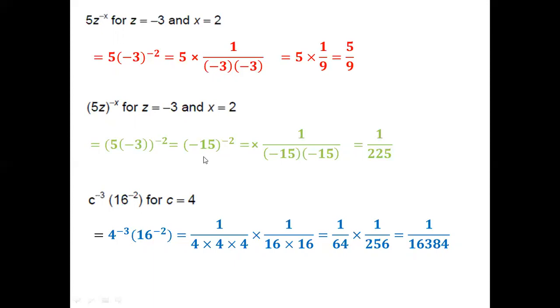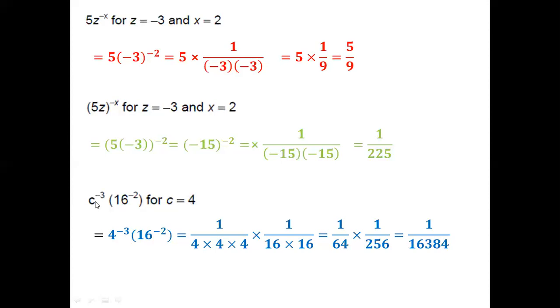So now the -15 is inside the parenthesis, so the rule applying will be the same as how we did before if the number is inside the parenthesis. So it's going to be 1 over -15 multiplied by -15. As the exponent is an even number, our answer is going to be a positive number as well. So it's going to be 1 over 225. 15 multiplied by 15 will give you 225. Okay, moving on to the next one.